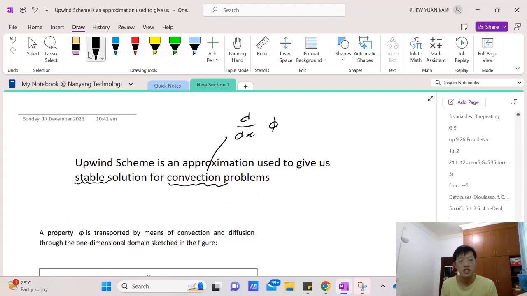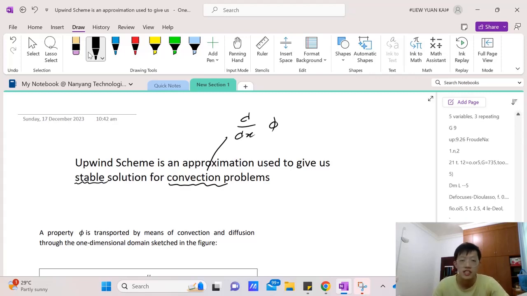So what is convection? Convection involves the transportation of a property, for example temperature. I think you might be familiar with convection as a heat transfer process: hot air rises and cold air sinks down. Or you can have forced convection, which you might be familiar with from heat transfer. Forced convection is when we use a fan or an air conditioner to blow some wind and transfer heat, for example.